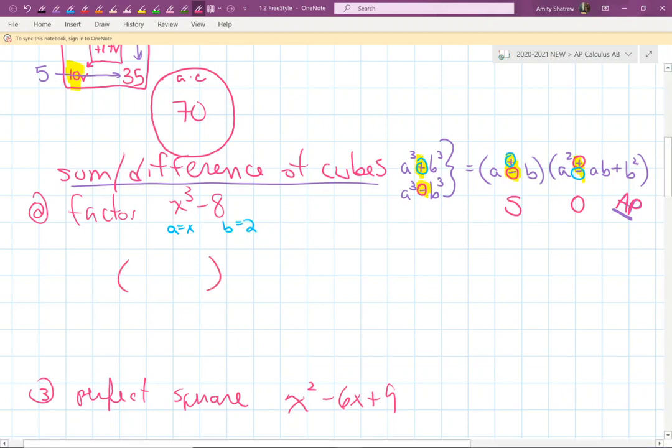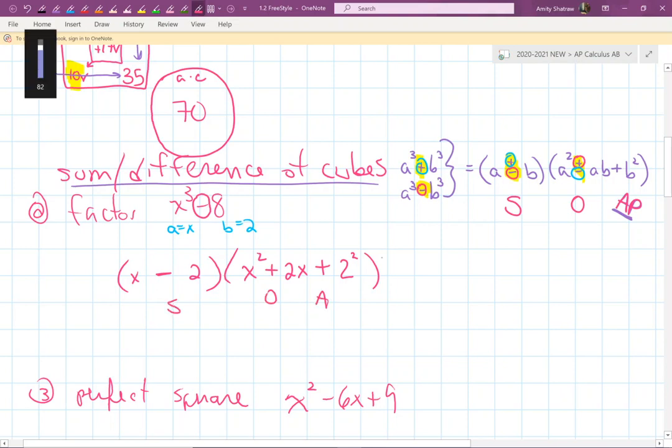So I'm going to say that I have x and 2, x squared and 2 squared, and a 2 and an x. And in here, I'm going to say that the same sign would be a minus sign. The opposite sign would be a plus sign. And this one is always positive. Same, opposite, always positive. I have correctly factored that term.